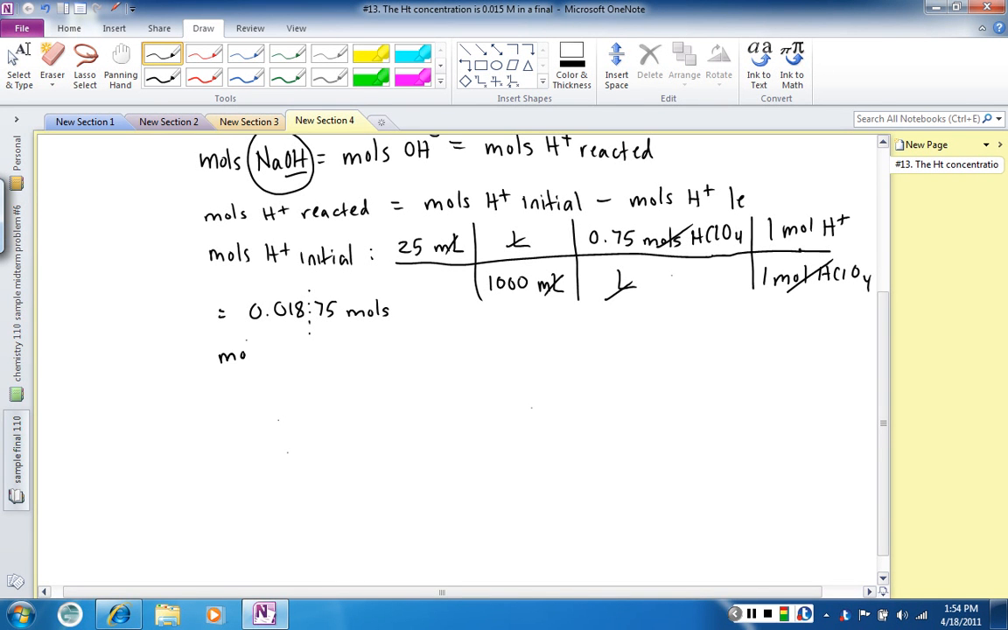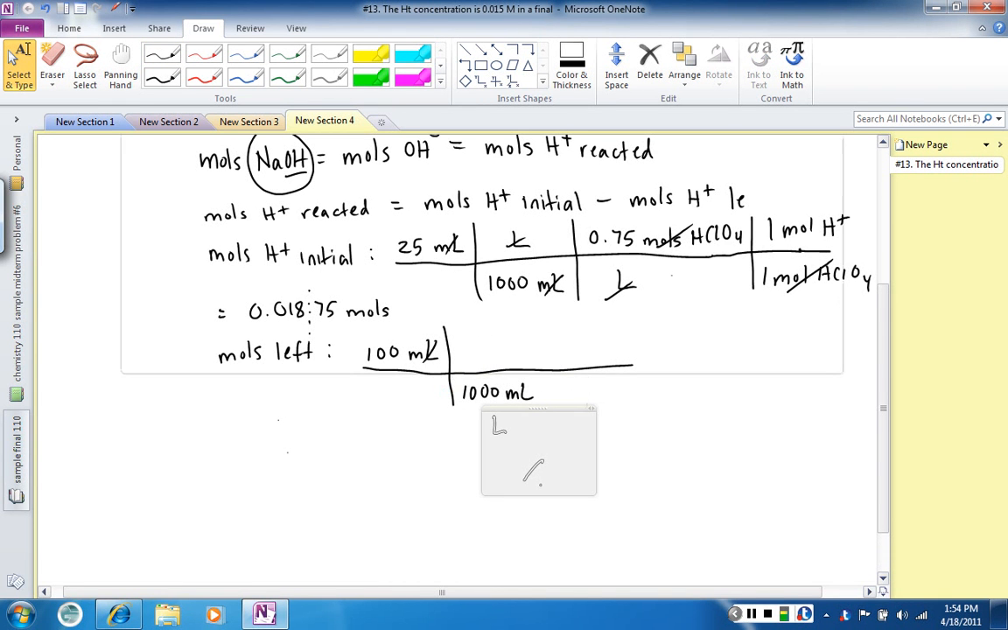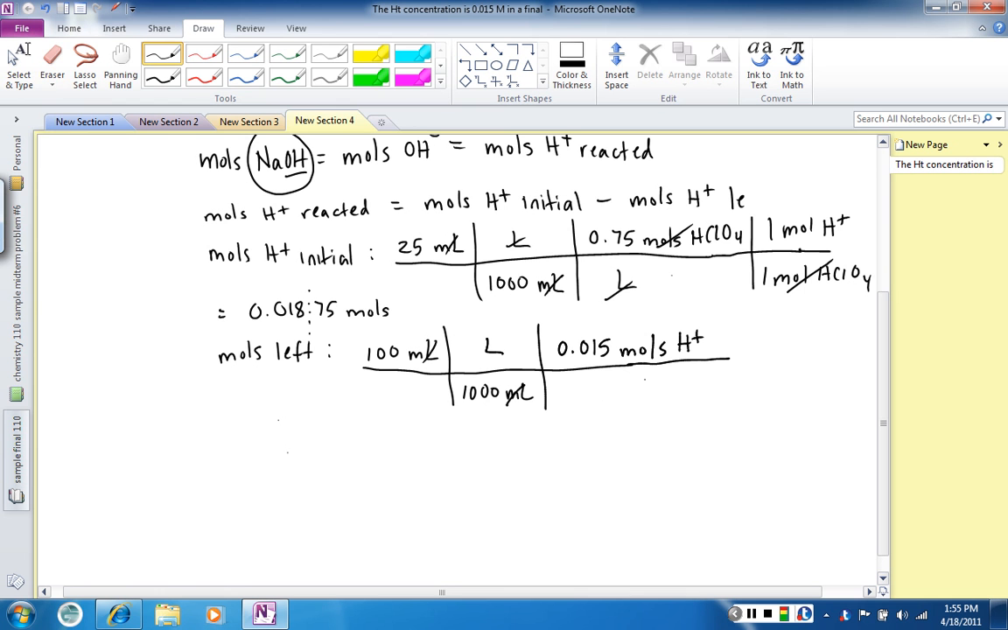Let's figure out our moles left over. It tells us again a concentration, and we already have figured out a volume. We had 100 milliliters for our total volume by adding 25 and 75. Of course, we're going to get it out of milliliters and put it into liters. Okay, I don't know what happened there. Let me erase that real quick. Go back to my drawing. Okay. And our concentration was 0.015 molar, or moles of H plus per liter. So our moles left works out to be 0.0015 moles.